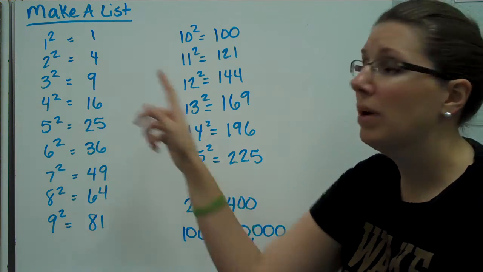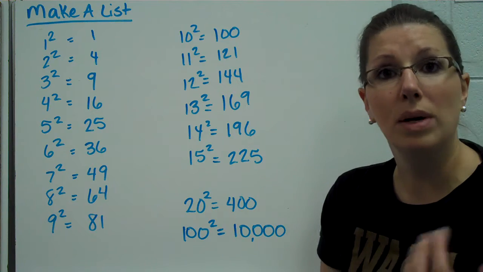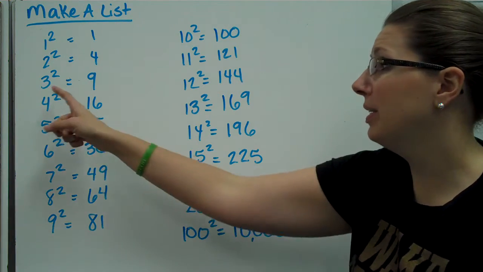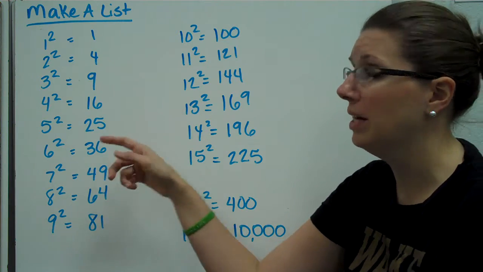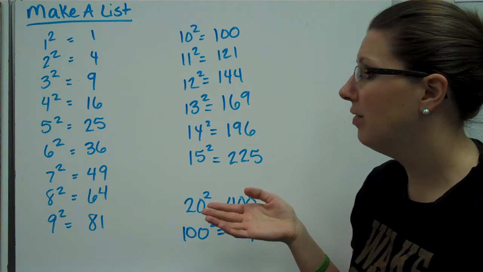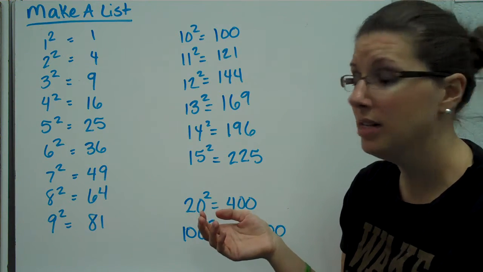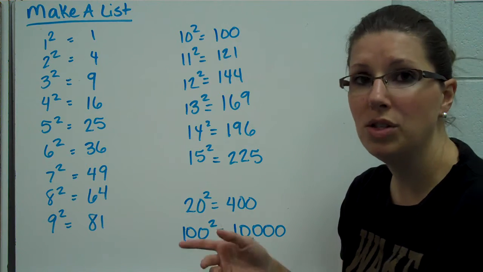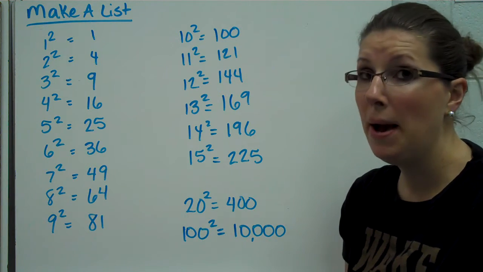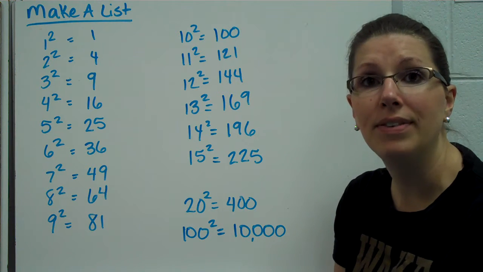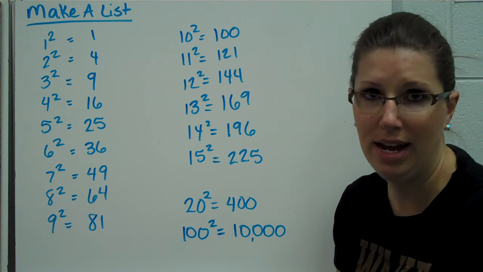So, 1 squared, that's 1 times itself. So 1 times 1 is 1. 2 squared, 4. 3 squared, 9. 4 squared, 16. So here's a list of what we call perfect squares through 15. Also, some good ones to know: 20 squared is 400. 100 squared is 10,000. Go ahead and take a second and fill out your list on your paper right now.